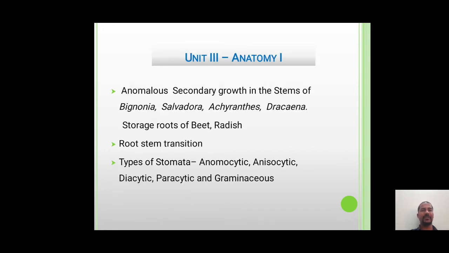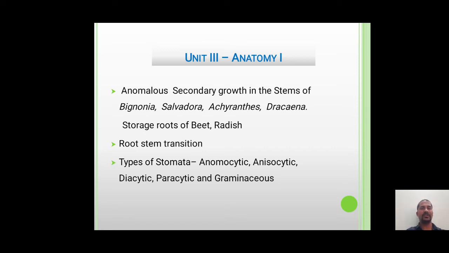Then the third unit is anatomy. Anatomy means the study of the internal structure of living organisms. Here, as we are students of botany, we are going to see plant anatomy, and in this unit we are going to see mainly the anomalous secondary growth in the stems of Bignonia, Salvadora, Achyranthes and Dracaena. These are the stems, and the storage roots also, such as beet and radish. Here we will see the anomalous secondary growth, that means which is different from the normal secondary growth.